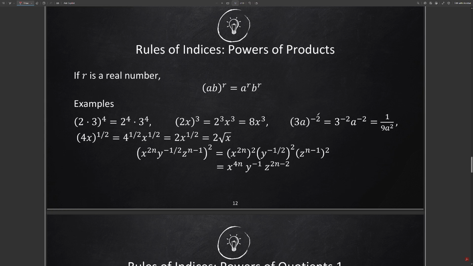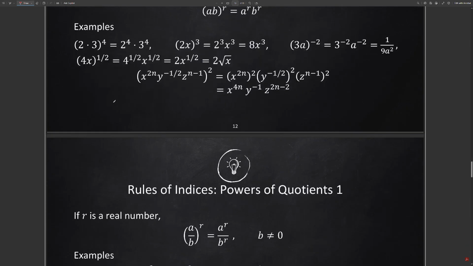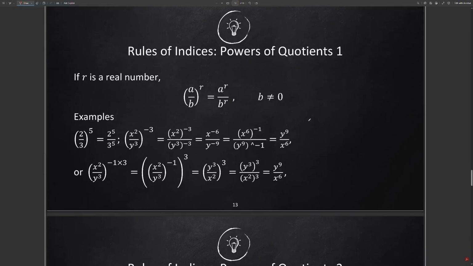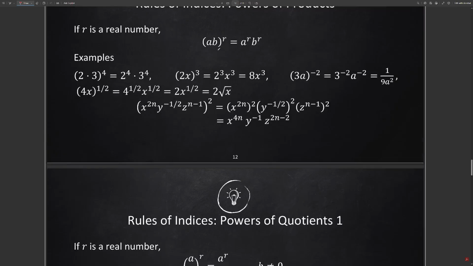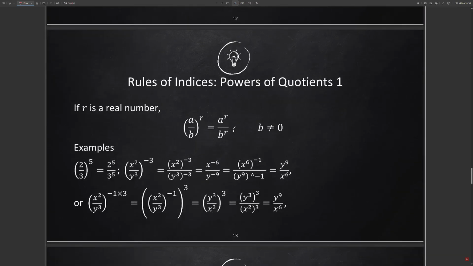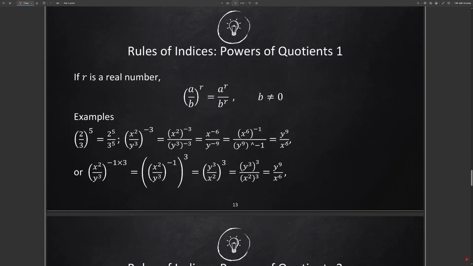We have 3a to the power of negative 2. This is to the power of negative 2 as well as this. And these are all examples here for you to read. In a similar way, when I have everything inside here raised to a power, and I multiply, I bring everything to the power, whatever the power is. When I divide, I can do the same thing. Everything that's inside goes to the power as well. So a to the power of r, b to the power of r, and we work it out separately.